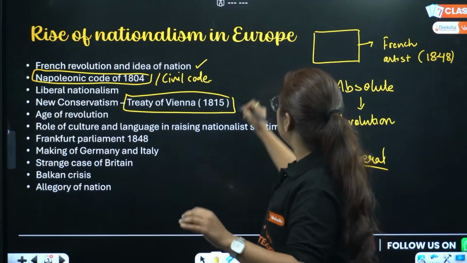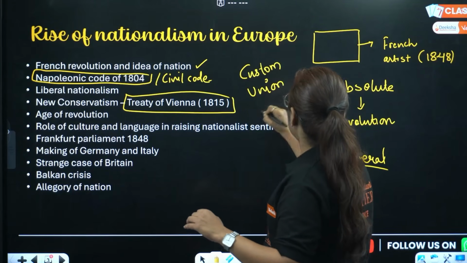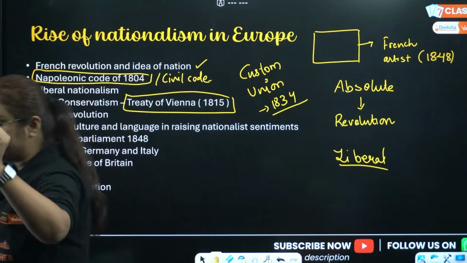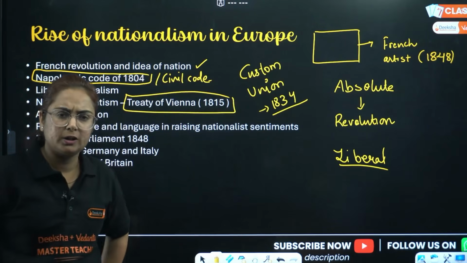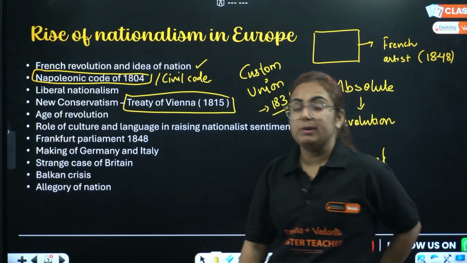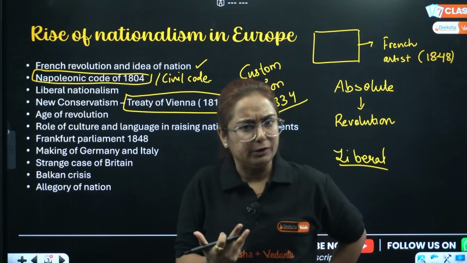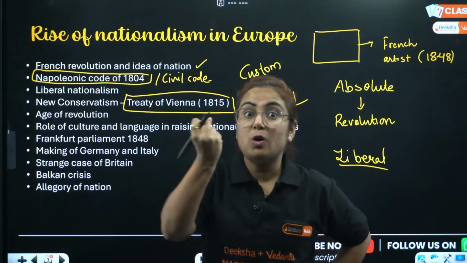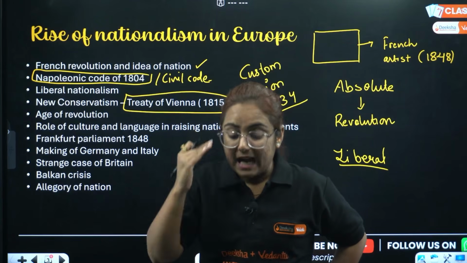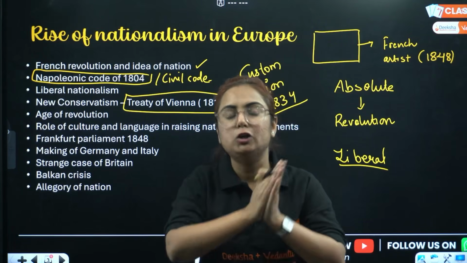Here comes one more thing, that is the customs union that was made in 1834, popularly known as Zollverein. When economic liberalism came in the market, people understood that we have to unify our economic territory. So the 39 states of the German Confederacy came together and demanded in this customs union that we will unify our nation economically.